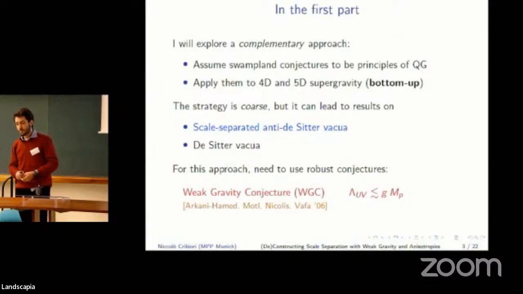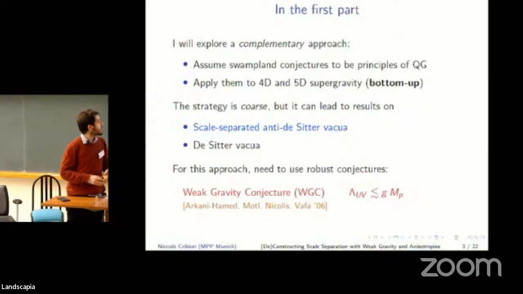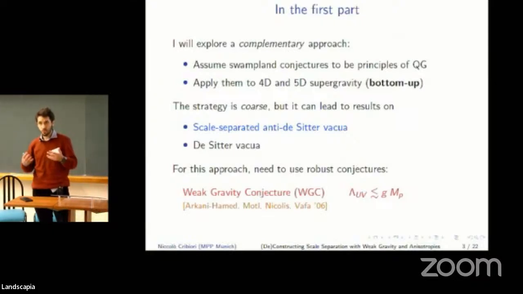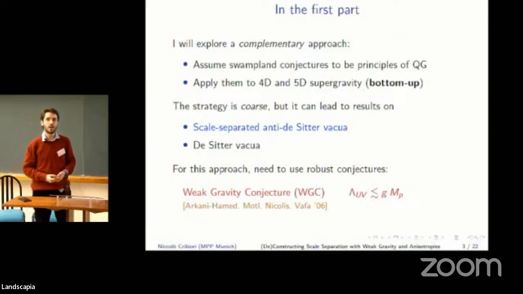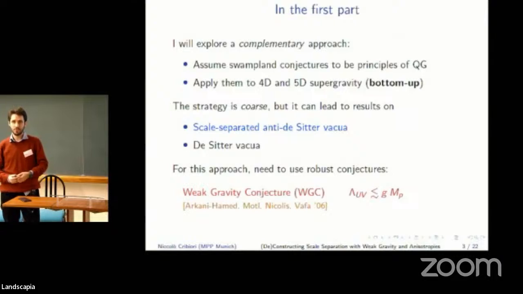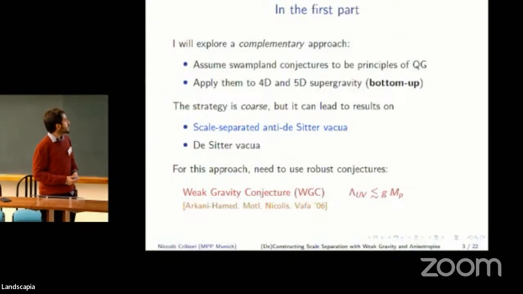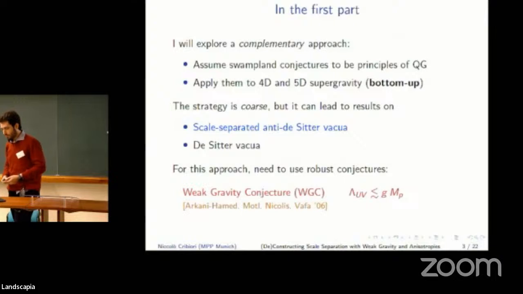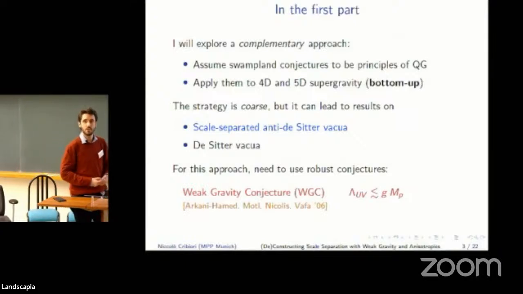In the first part, I will follow a complementary approach: I will assume certain conjectures to be true, so I will not question them at all. Then I will use them directly as tools to rule out certain properties. In particular, I will apply them to 4D and 5D supergravity, being agnostic about the possible UV completion of the theory, so to any possible supergravity. I will show that you can say something about scale separation in Anti-de Sitter, and with some small additional assumptions, you can also say something for de Sitter, but I will be brief on de Sitter. I will mostly talk about scale separation.